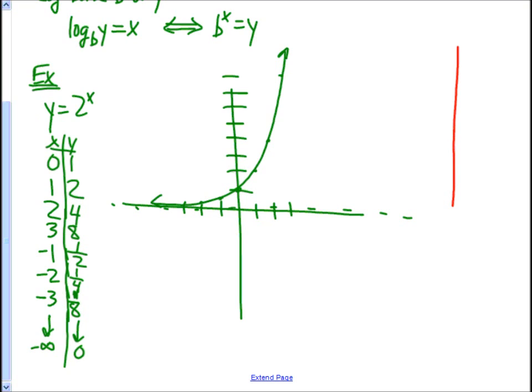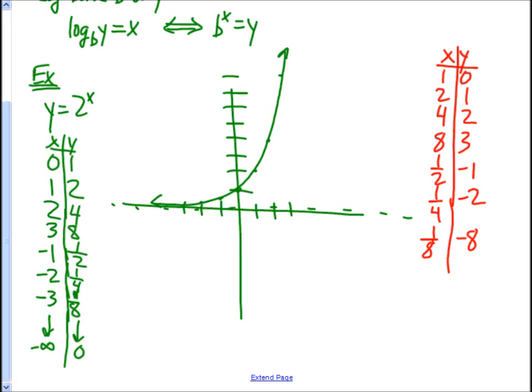Well, for inverses, we're going to flip those x's and y's around. That's an inverse relation. So 1, 0 and 2, 1. Instead of 2, 4, you have 4, 2. Instead of 3, 8, you have 8, 3. Instead of negative 1, 1/2, you have a half, negative 1; a fourth, negative 2; and an eighth, negative 3. Let's graph that.